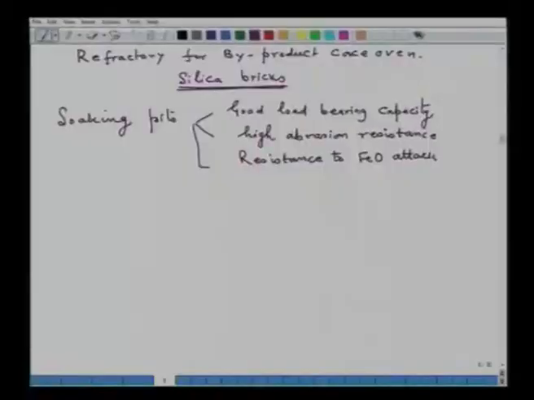Now, the top of the pit walls and soaking pit cover lining must be highly resistant to spalling, that is also important. So, here in the soaking pits, siliceous bricks are used. Besides super duty brick, semi silica brick, castables and ceramic fiber lining are also suitable for cover lining. So, you see from here that one type of refractory does not suit the requirement of a particular process.